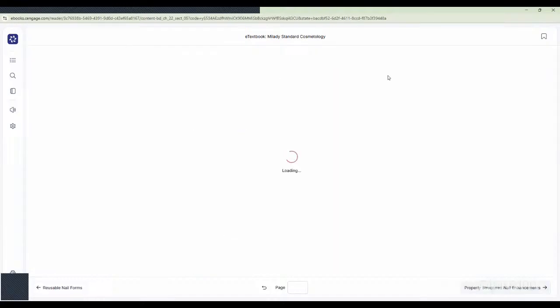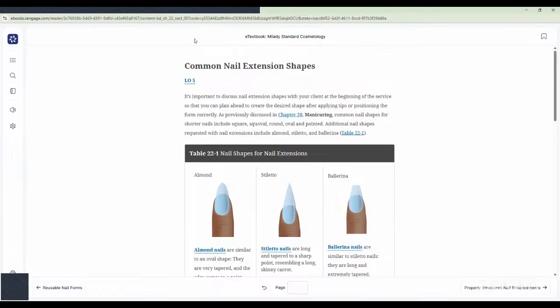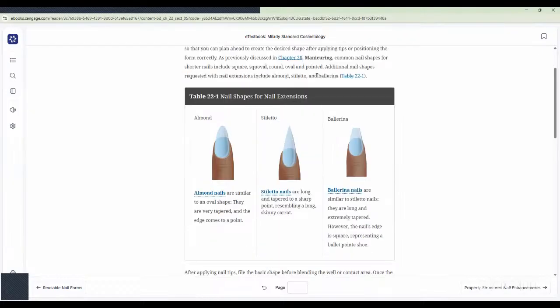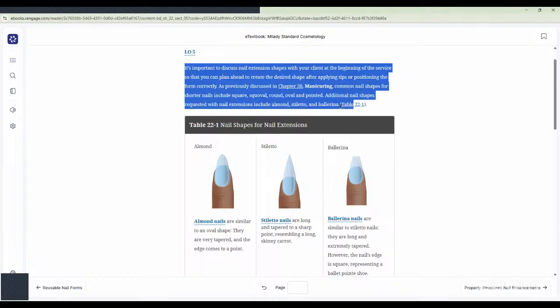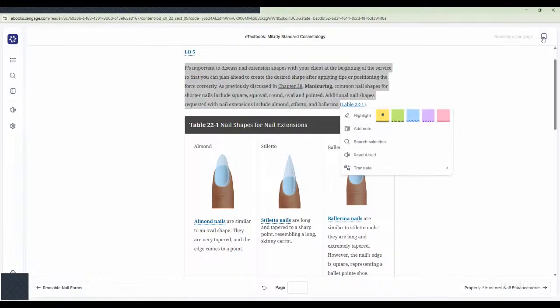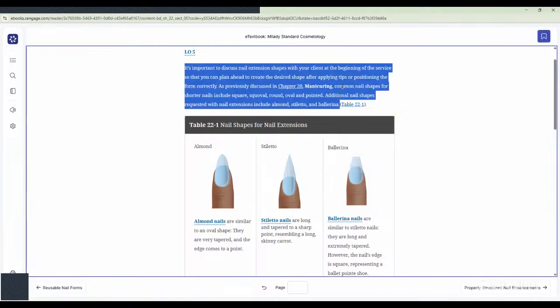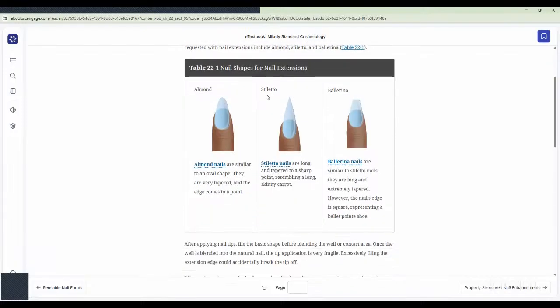Common nail shapes. Let's take a look at these. This is our lesson 5. I think we only had about 8 of them, but I love the almond. I haven't tried a stiletto. I just call them pointed nails, but I'm gonna try at least one stiletto one day. And the ballerina is what we would call the coffin nails.